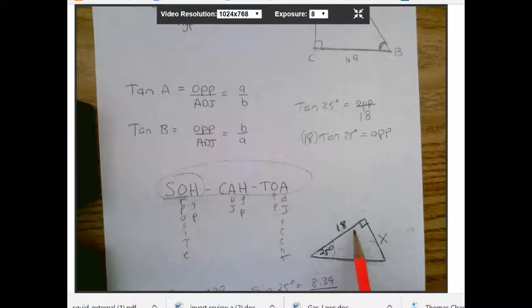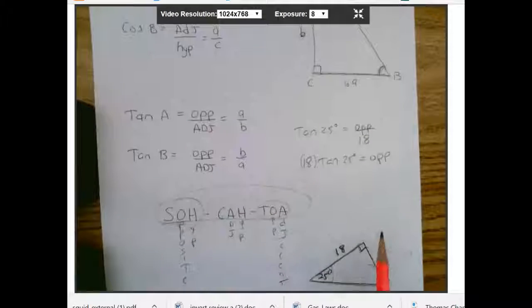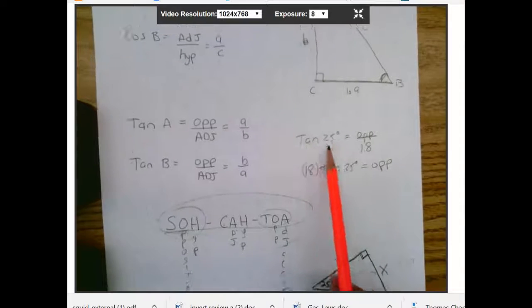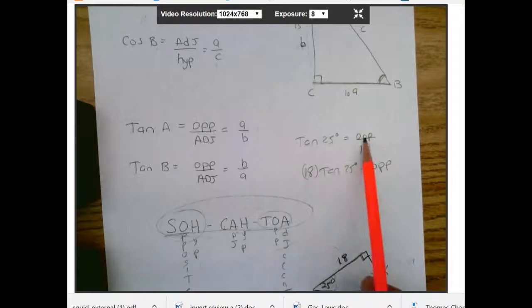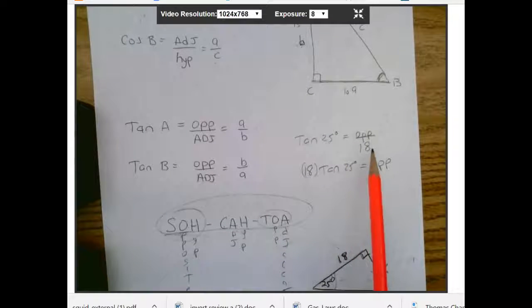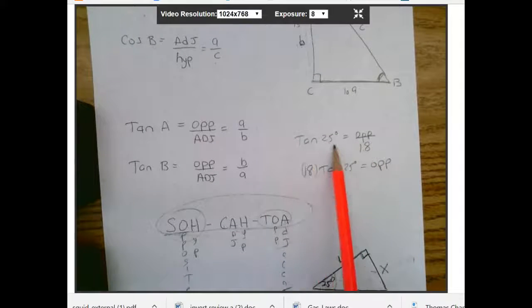So we're looking for adjacent over opposite, or somehow the relationship. And here we have tan is equal to opposite over adjacent, right? So then we could write that out, right? And we know the angle. So tan of 25 degrees is equal to the opposite. We don't know it, we'll just call it opposite for now, divided by the adjacent, which is 18. We put the angle in.